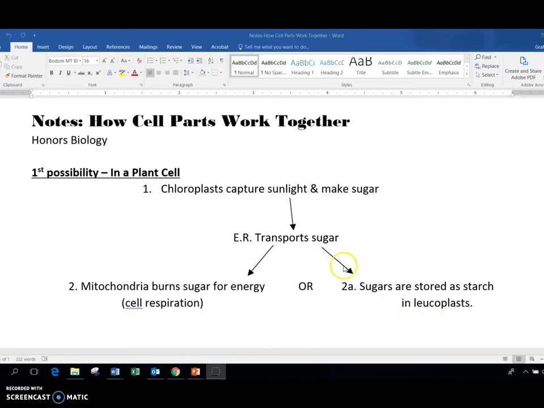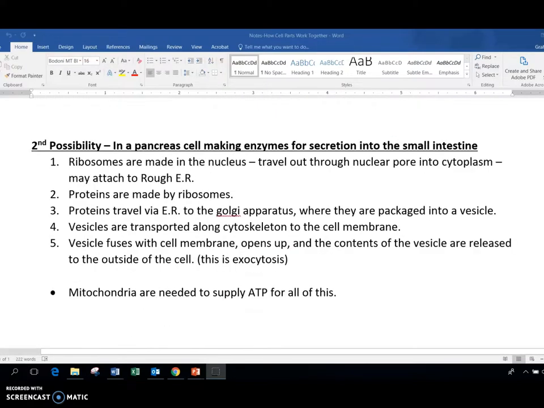Or those sugars could be used by the cell for cell respiration, and they could be burned to give the cell ATP, which is usable energy that it might need. So we see a total of 1, 2, 3, 4 cell parts all kind of working together here. That's just one possibility. Now we're going to move on to an animal cell.